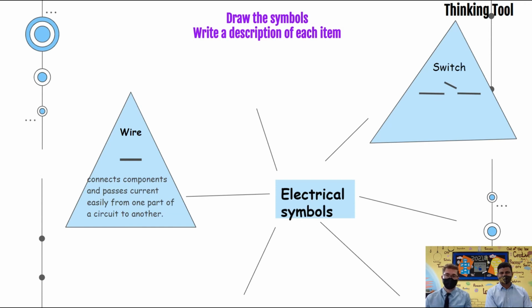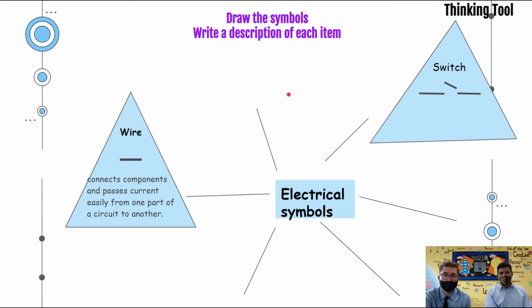Okay, welcome back, and we arrive at the thinking tool. So draw the symbols and write a description of each item. And here is the example for the wire. Wire connects components and passes current easily from one part of a circuit to another. Okay, and here we have the switch, but we haven't given the details. So look back at the YouTube videos. We gave you a vocabulary sheet with a lot of information. So try to take notes from there and finish this thinking tool.